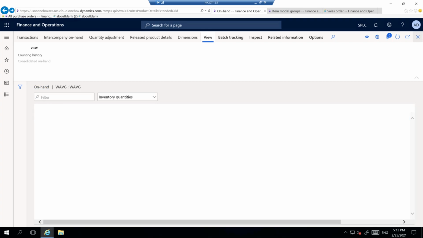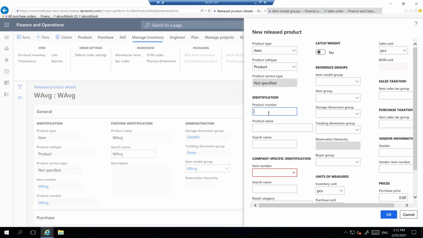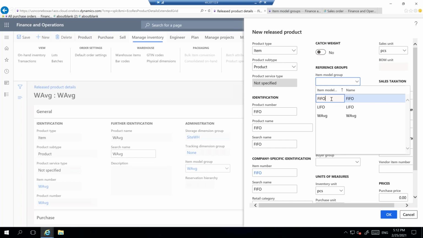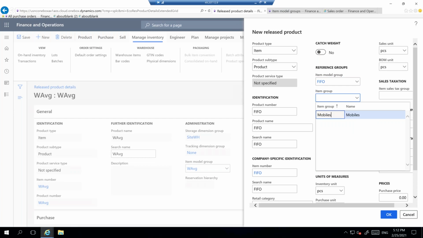Now we will create one more item, FIFO item, and we'll see the same process. What happened? We'll try to understand. So usually we will not create the item name as FIFO. We'll create some item, and for that we'll map FIFO. That's it. For easy understanding purpose, I'm creating like this. Usually the item name will not be FIFO.